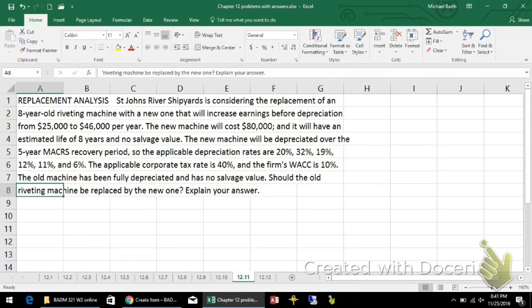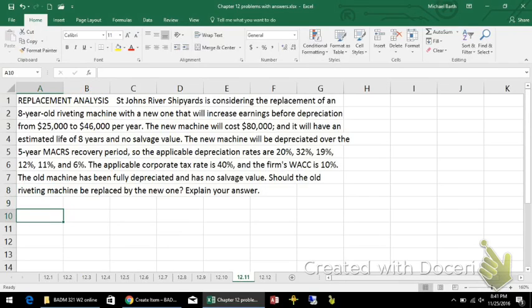This is problem 12.11 from Brigham and Houston, Fundamentals of Financial Management, Concise 9th edition, replacement analysis. The shipyard is considering replacing an 8-year-old riveting machine with a new one. The new machine will increase earnings before depreciation from $25,000 to $46,000 a year.